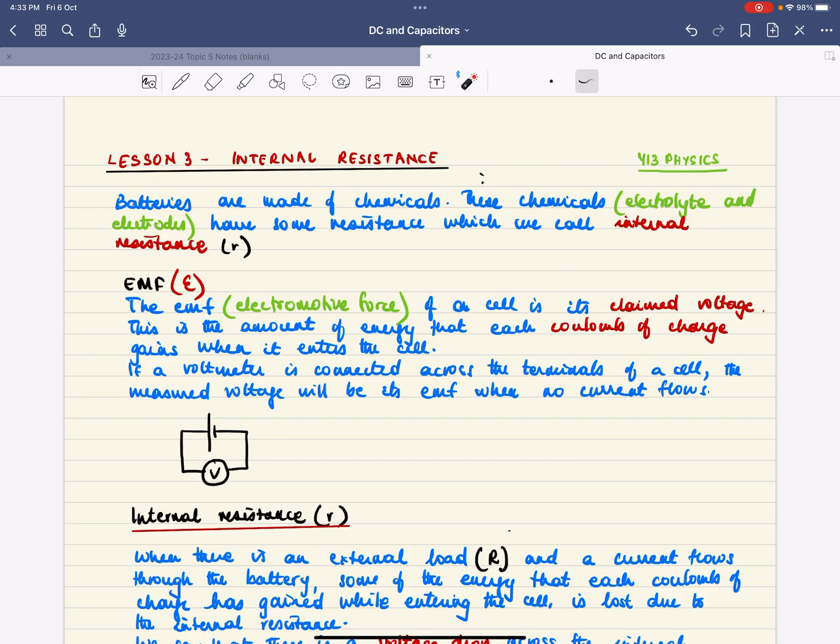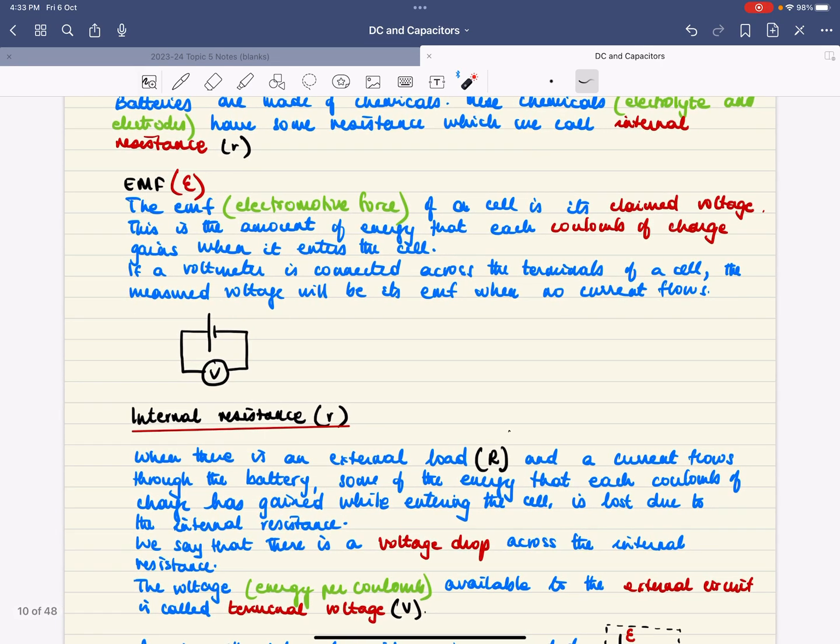Now, EMF, or the electromotive force of a cell, is its claimed voltage. This is the amount of energy that each coulomb of charge gains when it enters the cell. If a voltmeter is connected across the terminals of a cell, the measured voltage will be its EMF when no current flows.